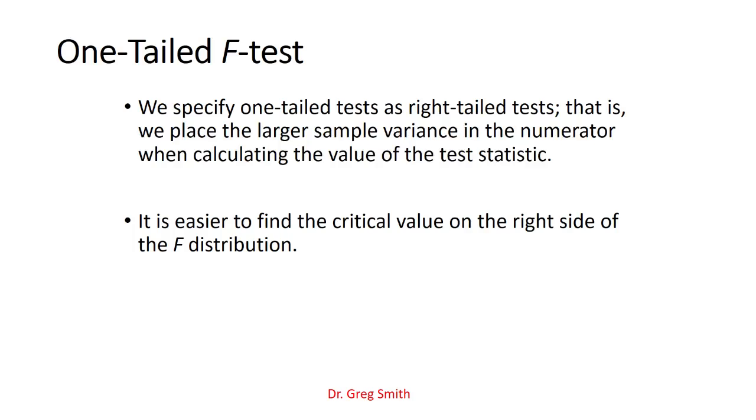One-tailed test, let's try a little different one. We specify one tail as right tail, and what we try to do every time is put the larger sample variance in the numerator, and that forces us to view it as a right tail. We don't do critical values, but if you're a critical value person, I know some people may want to be, that is actually easier to find doing it that way.